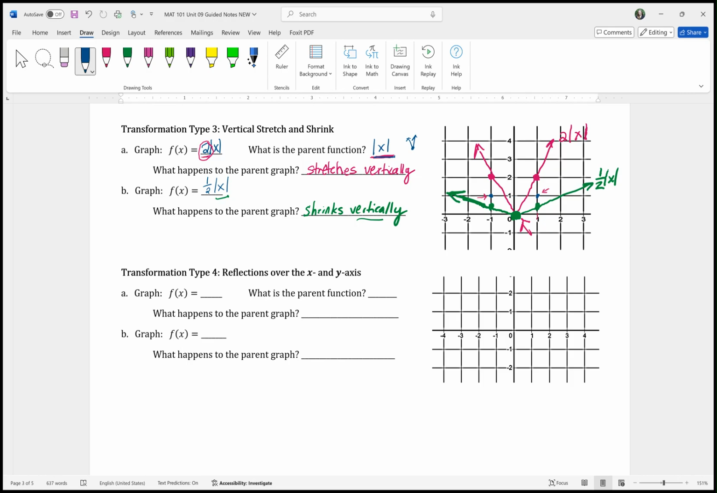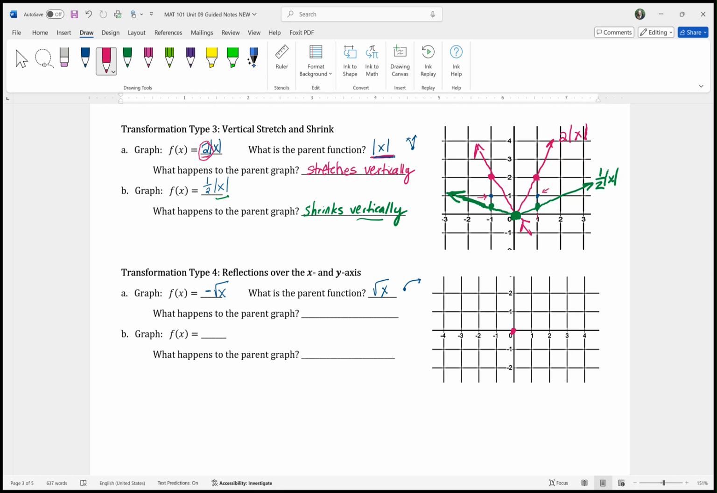Let's look at our next type. Let's look at the graph f of x equals the negative square root of x. So what's our parent function? It's the square root of x. What does that look like? It starts at the origin and looks like a little ray, or half a parabola laying on its side. So normally it would be here. What happens when I put a negative in front? Again, I would plug in 0 and plug in 1. When I plug in 0, the square root of 0 is 0. Put a negative in front, that doesn't change anything. So we have 0, 0.